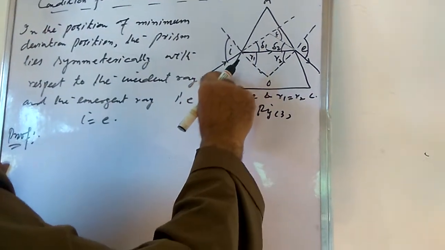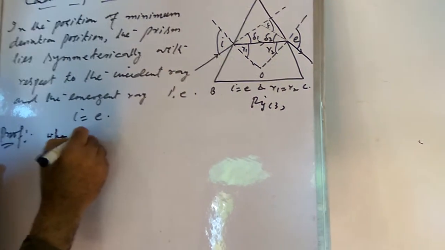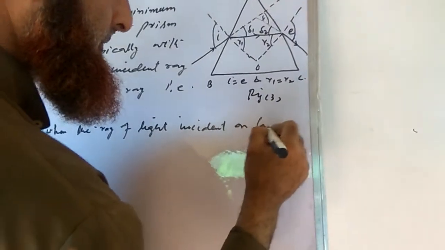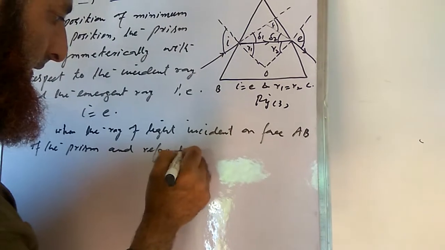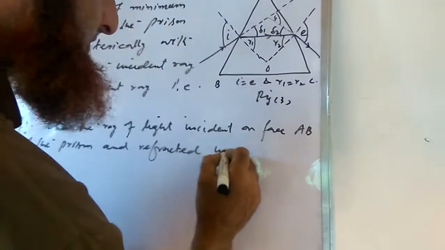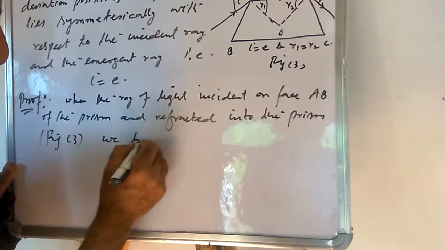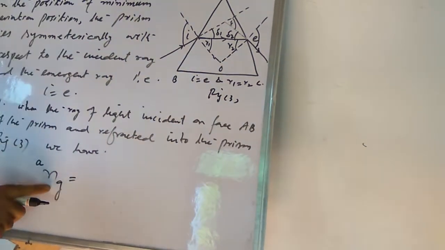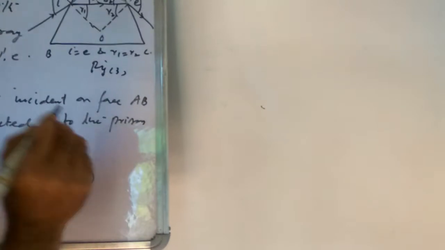Now look here, dear students. When the ray of light is incident on the face AB of the prism and is refracted into the prism, as shown in figure 3rd, we have, that means at this face AB, when the incident ray is incident on the face AB and it gets refracted into the prism, at that time we have the refractive index of glass with respect to air, sin I divided by sin R1. This is equation first.